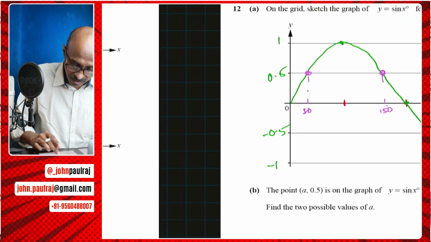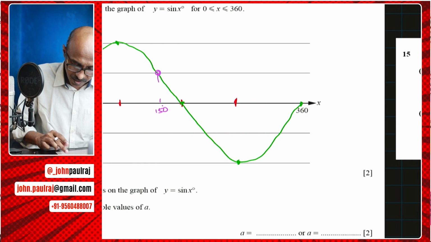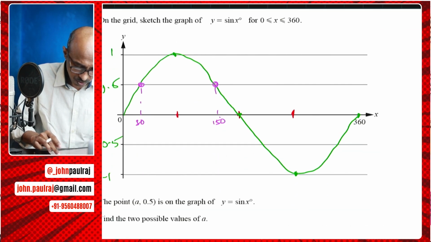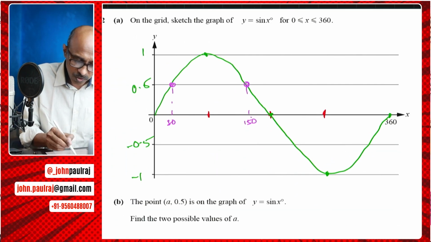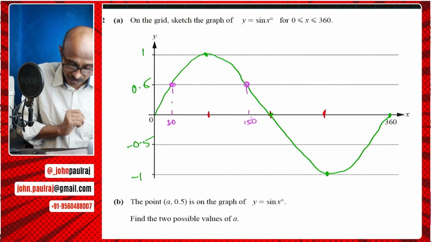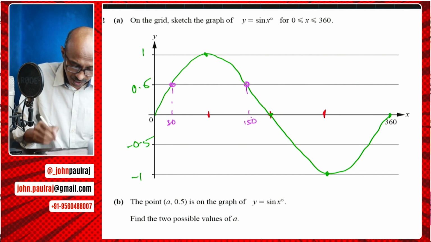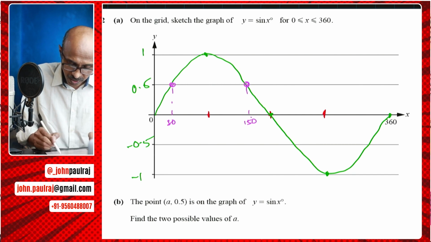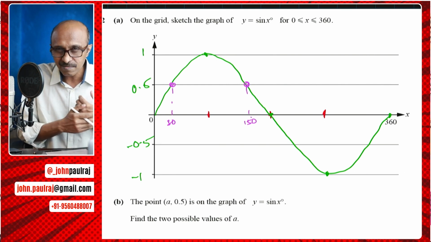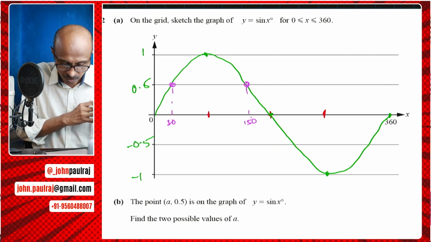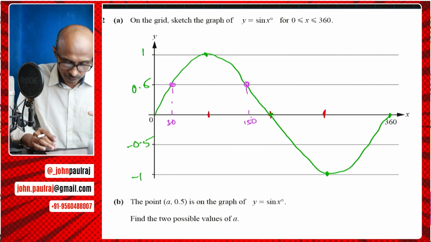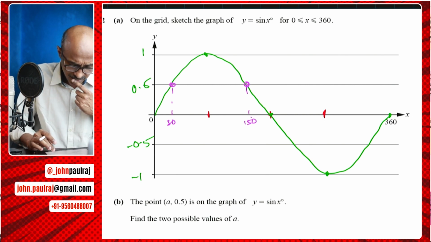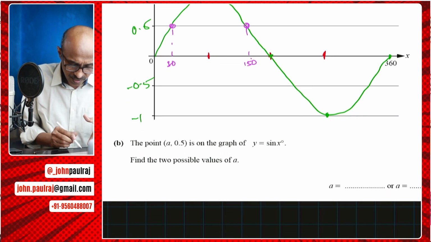Is there something here? Yeah, I already solved this, but I'll tell you what the question was. This was the question. Although this is about sketching a sine function, I've already sketched here. They gave only the grid, okay? They gave up to 360, and so although sine should come under trigonometry, the reason I put it here is because it's more of a functional kind of question. Because as you see in part B, they've said the point a comma 0.5 is on the graph.